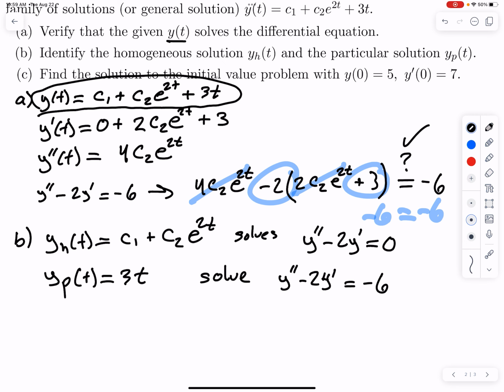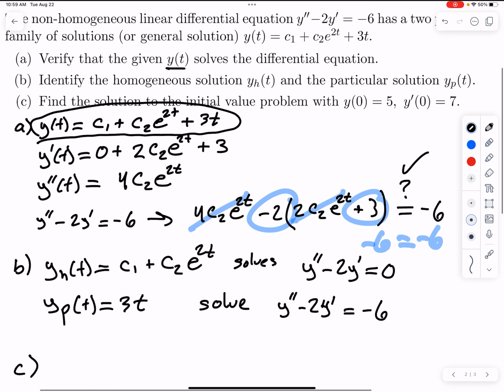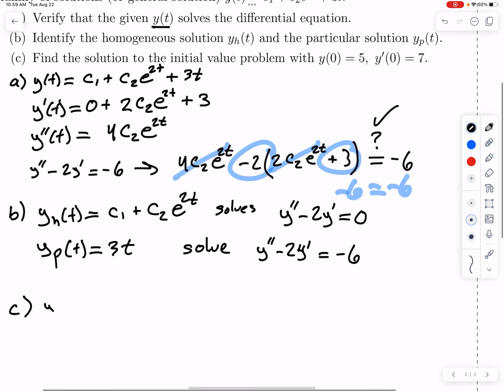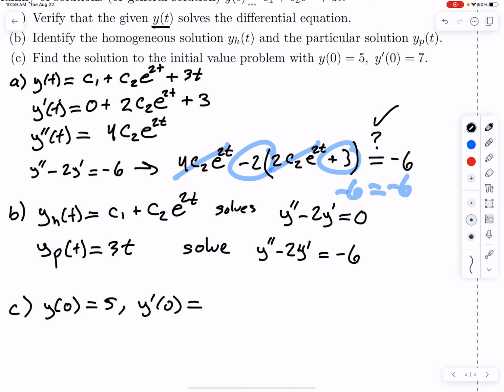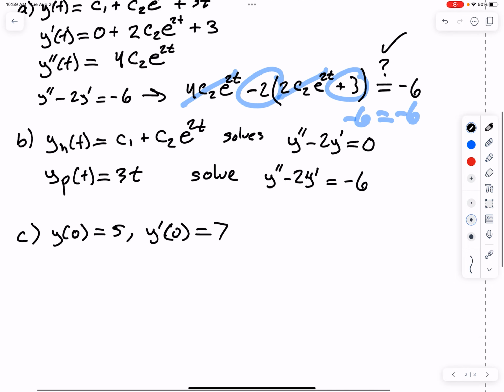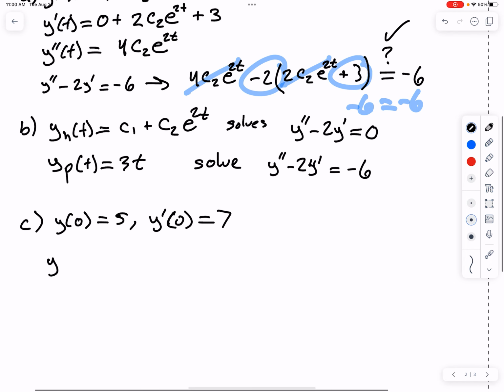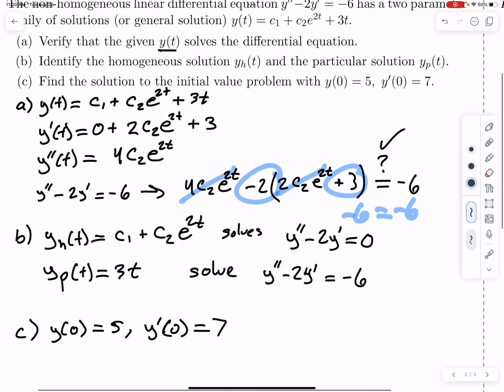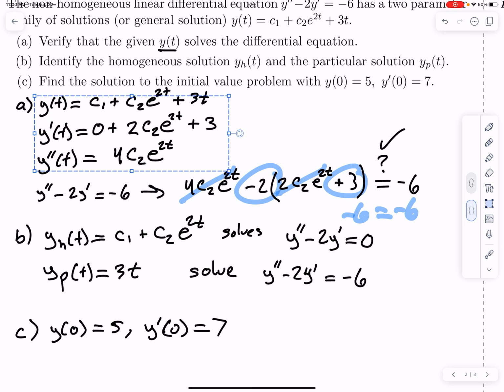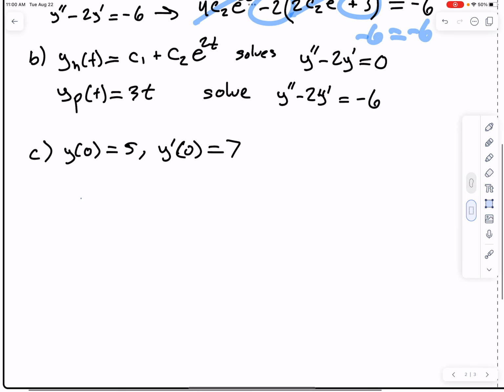part C, which is to find the solution to the initial value problem with y of 0 equals 5 and y prime of 0 equals 7. So we're going to take our solution, which is y of t. You know what? Just for simplicity, I'm just going to copy this because we've already done the work up here. No use rewriting it down.